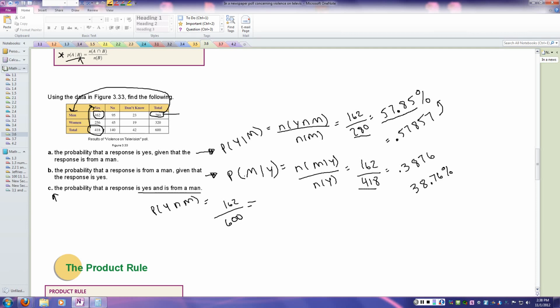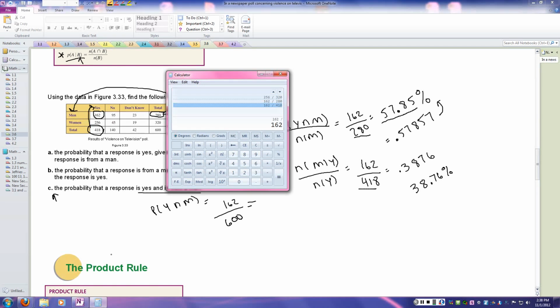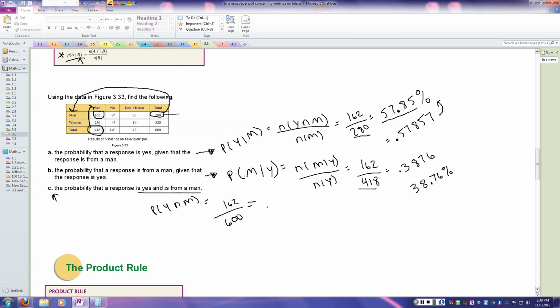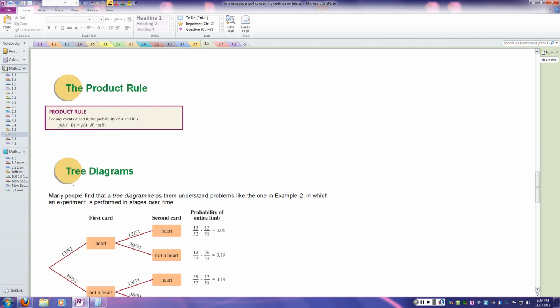So here I do 162 divided by 600, so that's 0.27 or 27%. So that means 27% of the responses were yes and from a man. So you have to be careful. Are they asking the probability that it's yes given that it's a man, or the probability it's a man given that it's a yes? These are common things to keep in mind.